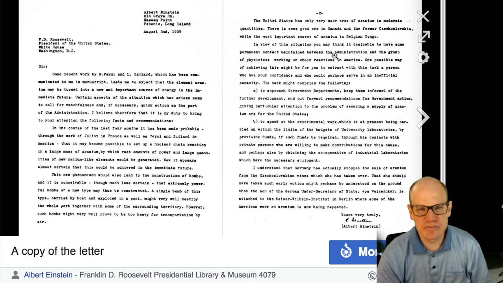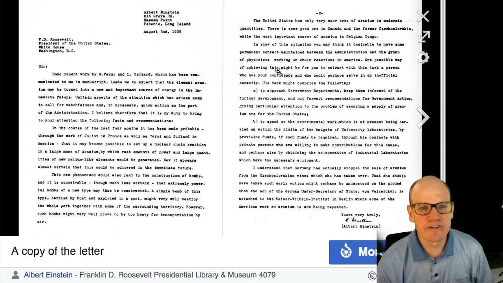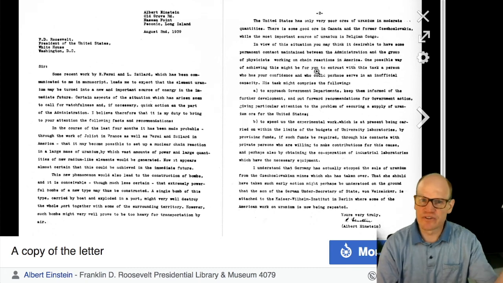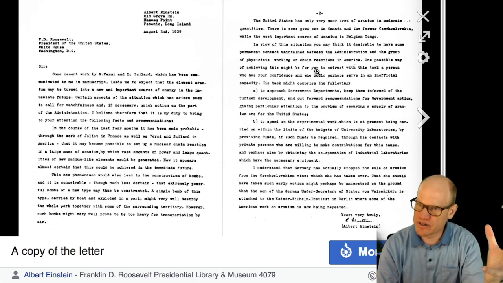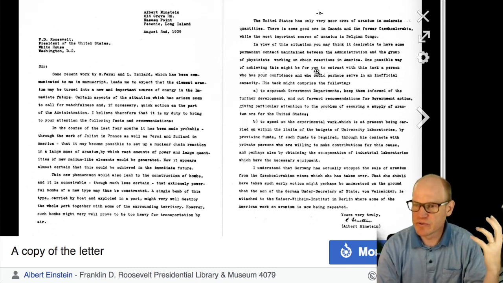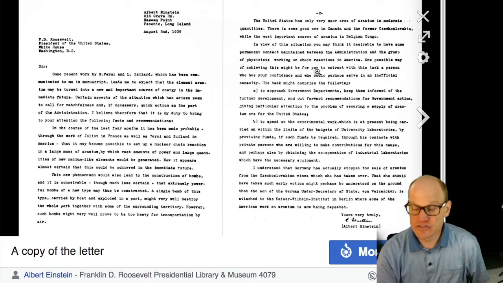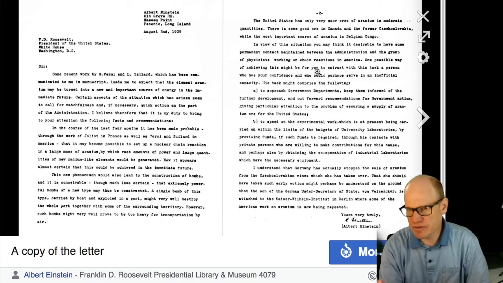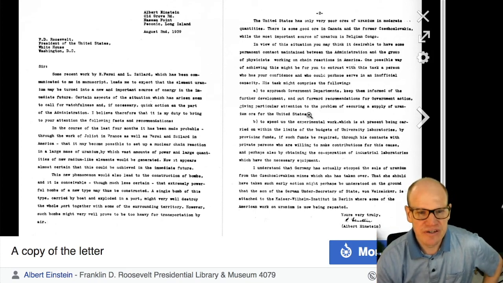In view of the situation, you may think it desirable to have a permanent contact maintained between the administration and a group of physicists working on chain reactions in America. In particular, the group that fairly quickly started up the Chicago Pile, making a sustained nuclear reaction. So the first sustained nuclear reaction took place at the University of Chicago with the Chicago Pile. We'll talk about that when we talk about nuclear energy.